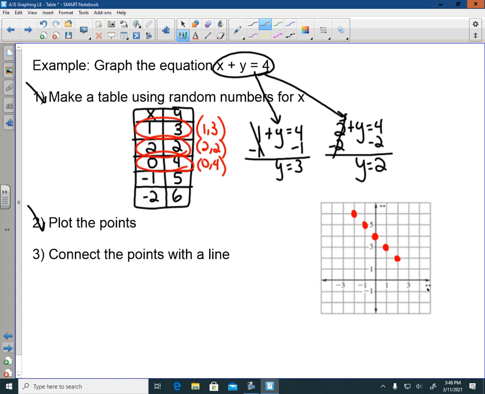Now hopefully I can do this straight. Oh, that's not too bad. And we can indicate that line by connecting those dots and then putting an arrow on either end. We can connect these points with a line.